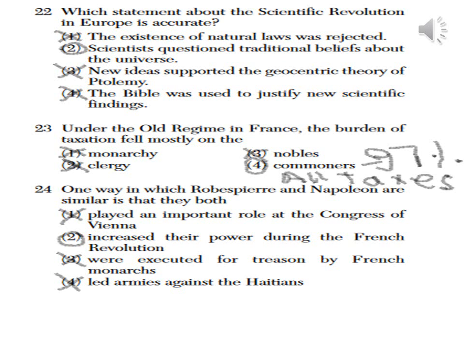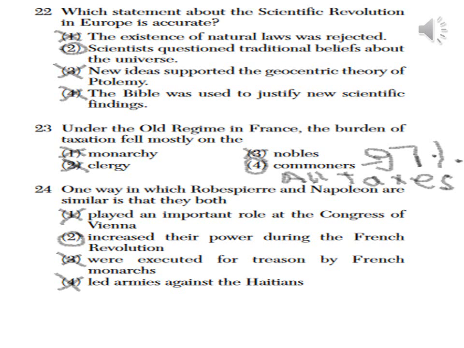We can eliminate number 1 because they wanted to learn more about natural laws. But if you rush through a question like that on the Regents and see natural laws, some people might mark that answer as correct automatically. They rush through it without reading everything. You should never do that. You should never, ever do that. So, it's wrong. Number 2 is the right answer because scientists did question traditional beliefs about the universe, and that's the scientific revolution. But on the actual Regents, you want to read all the choices that you're given.